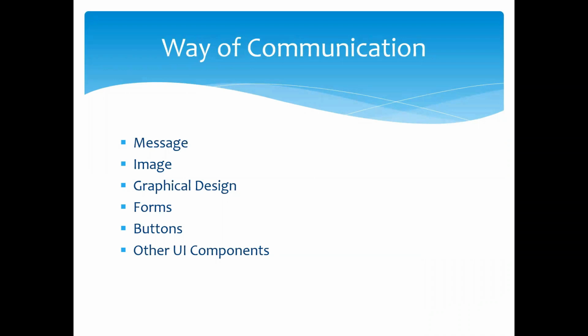You should know that a machine only understands binary language, and we understand our own language. To make a machine understand our language, we have some ways of communication. The first one is message. If you want to write a message in your own language, you can write it, and the message will be understood by the machine and by other users who use the particular application. This is the first way of communication, that is message.